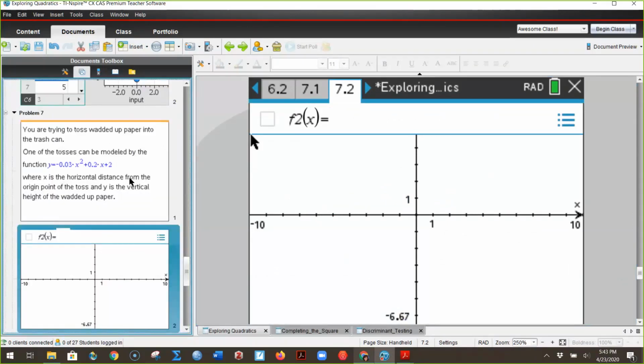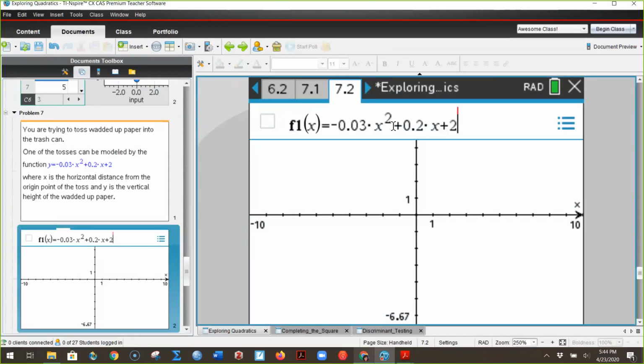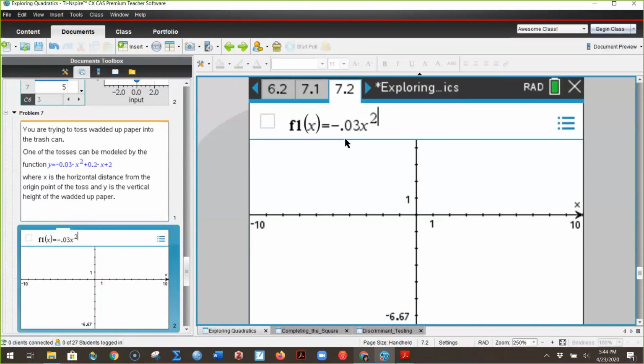I'm going to go ahead and type it in, and I have no idea what my F1 is. Oh, my F1 is that. Probably because I solved it there. I did that previously, but we're going to type it into F1. So F1 is going to be -0.03x squared plus 0.02x plus 2. And before I press enter, there are some things that I would hope my students would be able to tell me about this particular model. So in the chat, will you tell me some things that you would hope your students would tell you about this particular model?